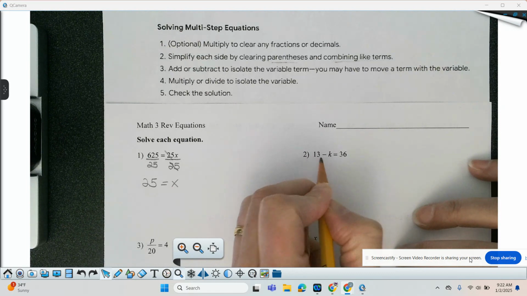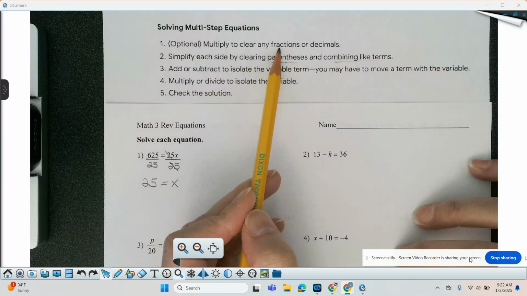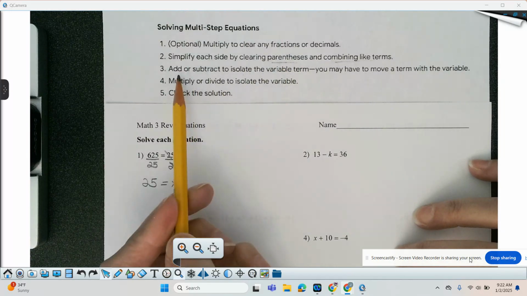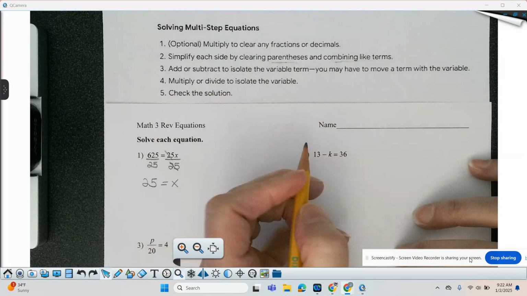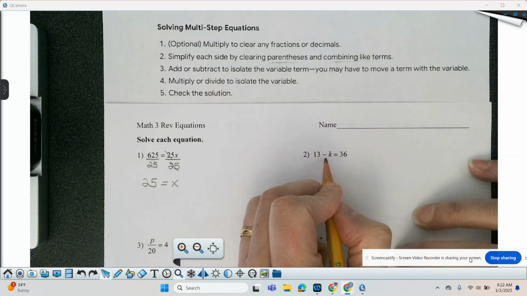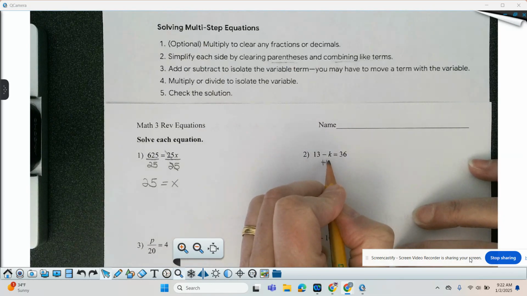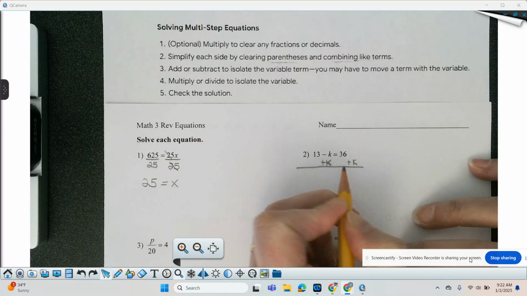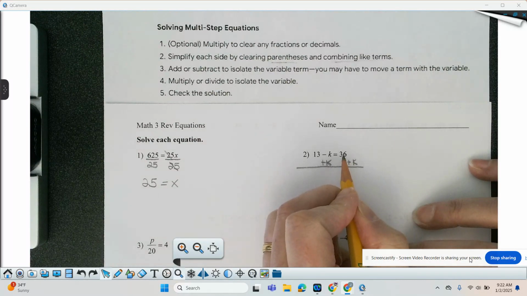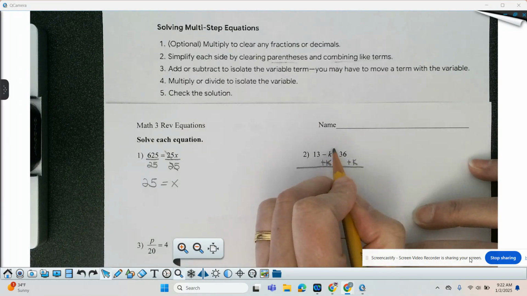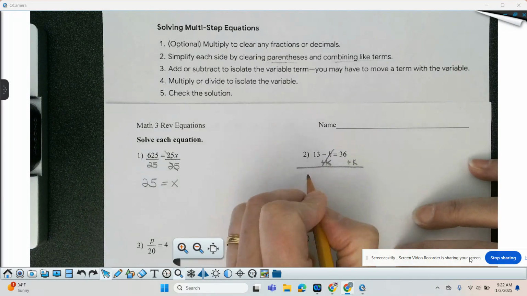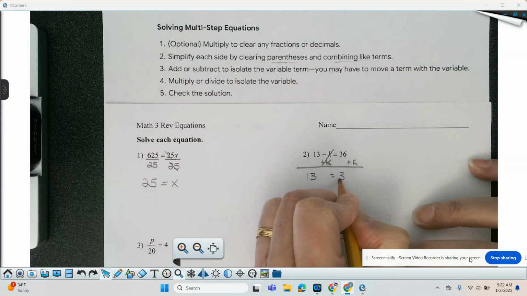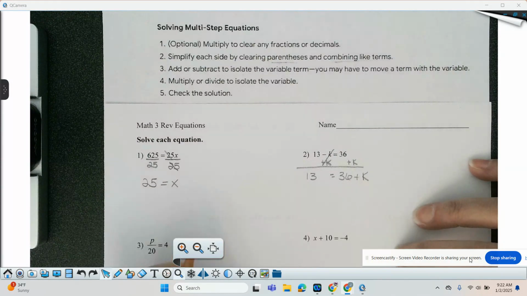So again, if we go back through our steps, there are no fractions or decimals, there are no parentheses, we don't have any like terms. So I'm going to add or subtract to isolate that variable. And only because this variable is negative, I'm going to add it to both sides. Now notice how I did not put that k underneath the 36 because they're not like terms. This negative k and positive k will cancel out. So 13 on one side equals 36 plus k on the other side.